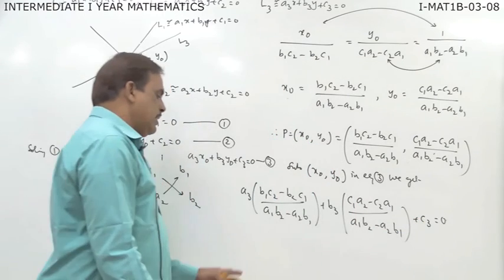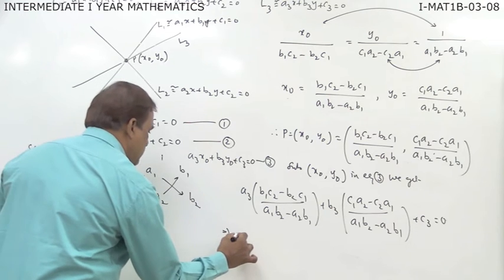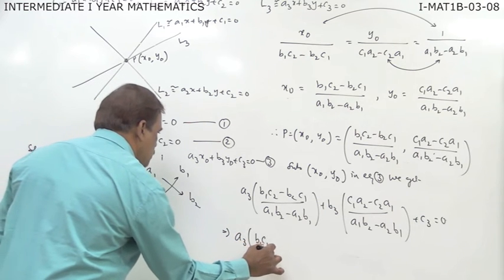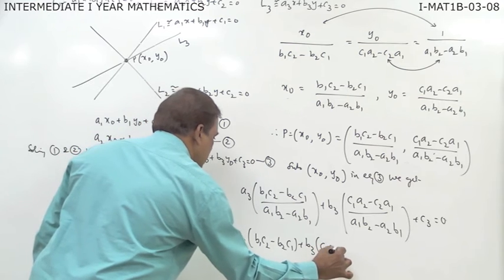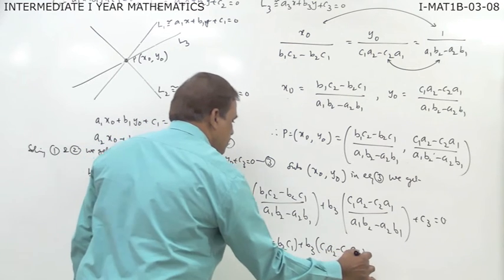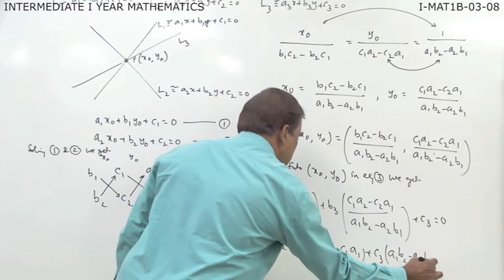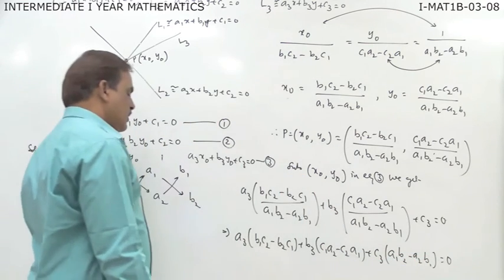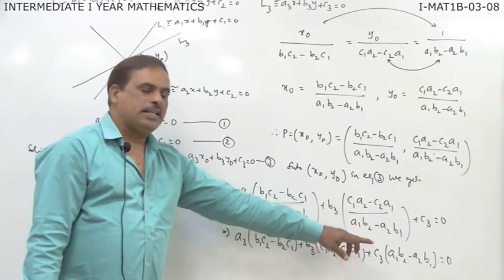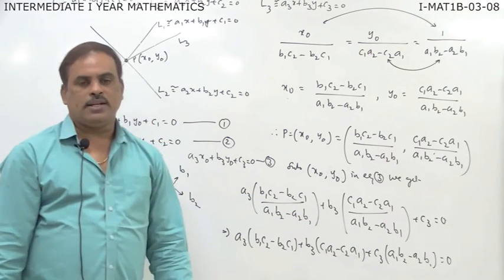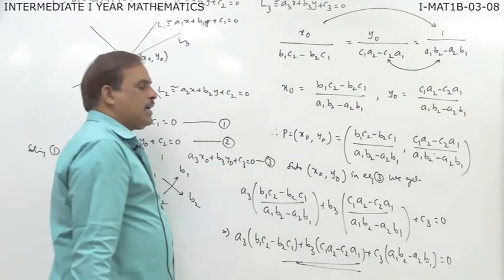Now the LCM is a1 b2 minus a2 b1. So this will give you a3 into (b1 c2 minus b2 c1) plus b3 into (c1 a2 minus c2 a1) plus c3 into (a1 b2 minus a2 b1) is equal to 0. This is the condition for the three lines to be concurrent.